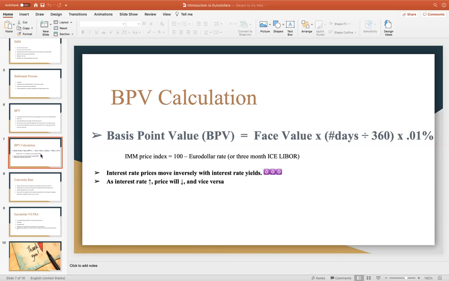The most important thing here is that interest rate prices move inversely with interest rate yields, which means as interest rate goes up, the price will go down, and vice versa.